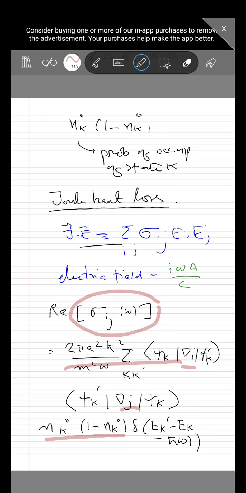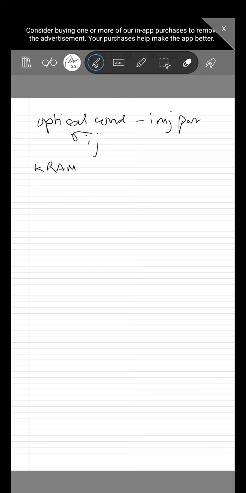So the imaginary part of this optical conductivity is given by the Kramers-Kronig relation, and we use a formula called the Kubo formula.